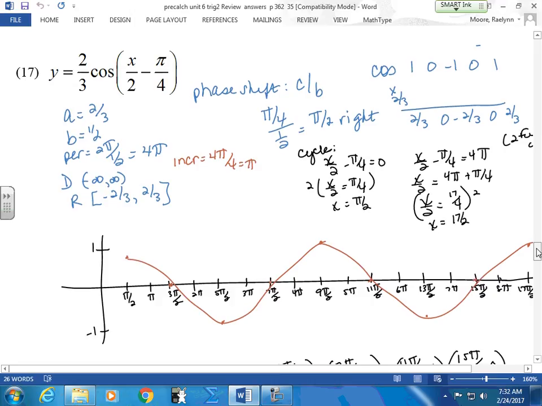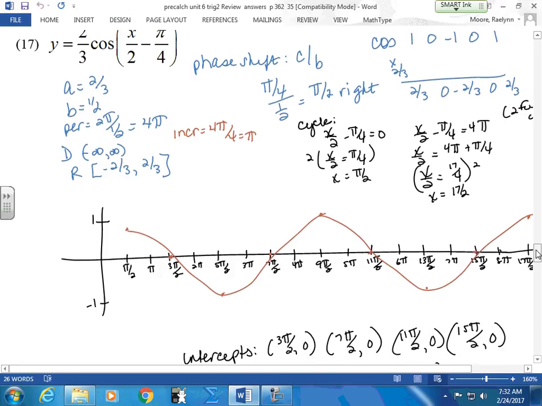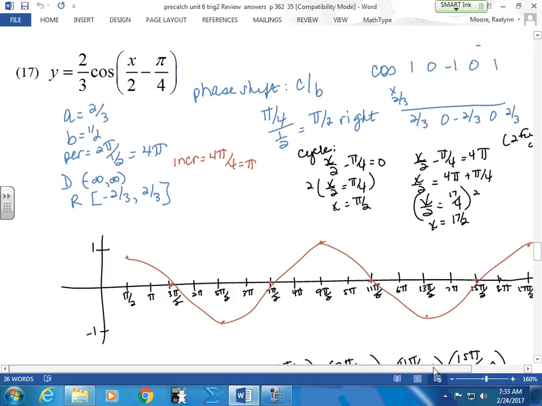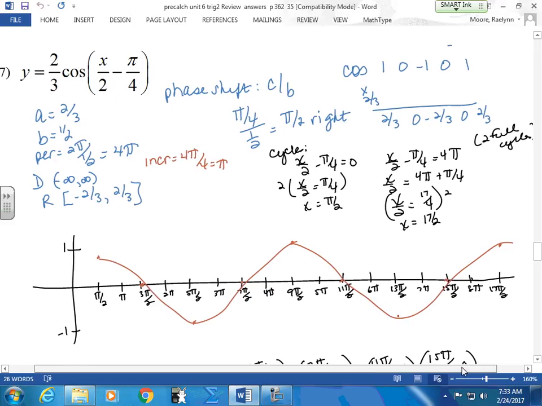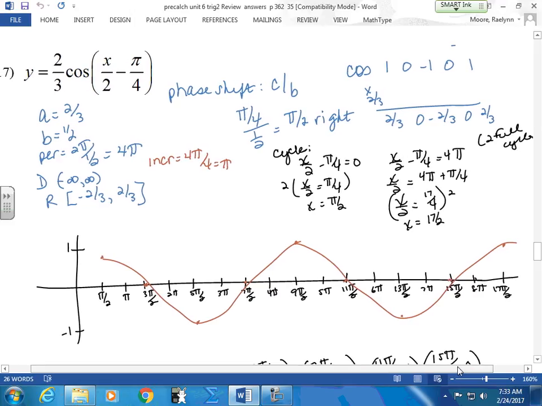All right, this has a little phase shift here. Let's take this one step at a time. Okay, one step at a time. What does the 2/3 do?